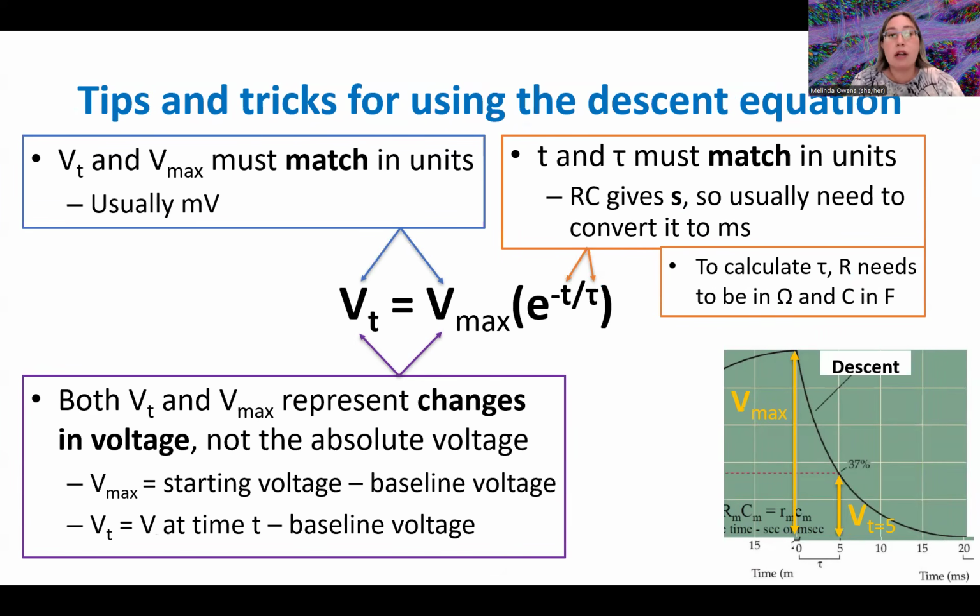V_max and V_t have to match in units, usually millivolts, but really they just have to match. t and tau must match in units. It usually makes sense to think about neurons' activities in milliseconds, so usually that's what you want to convert to. And again, both V_t and V_max represent changes in voltage, not the absolute voltage.